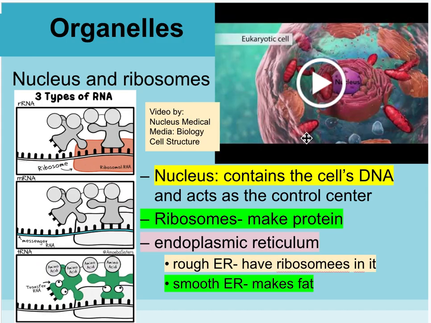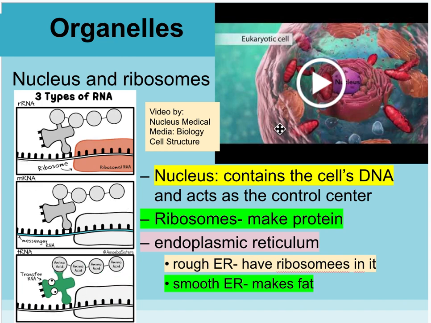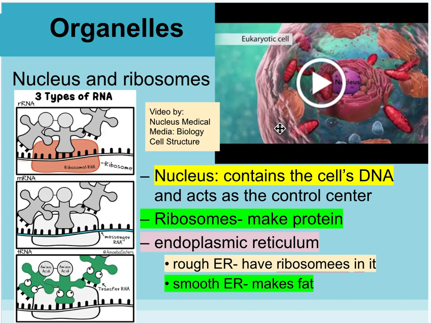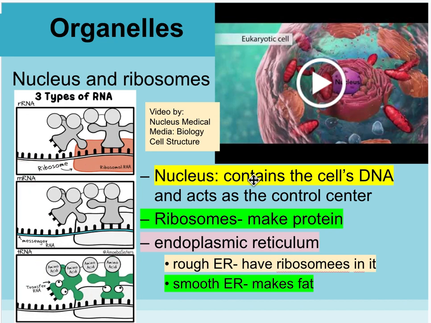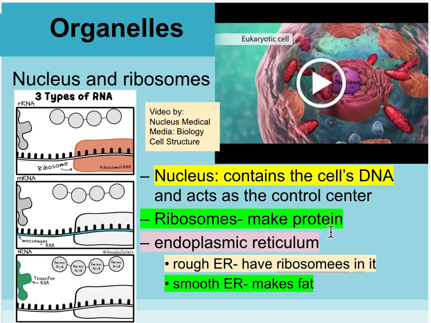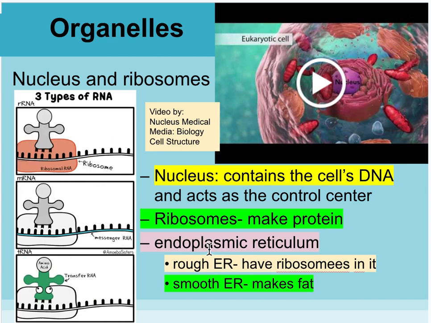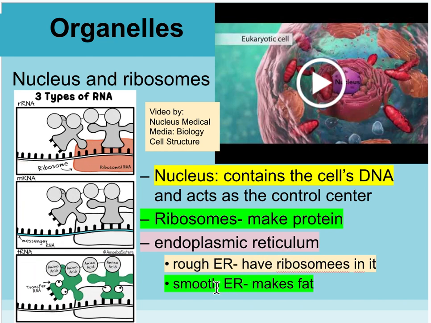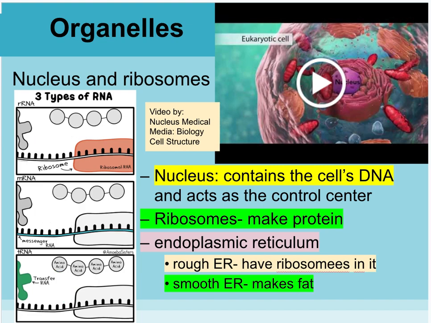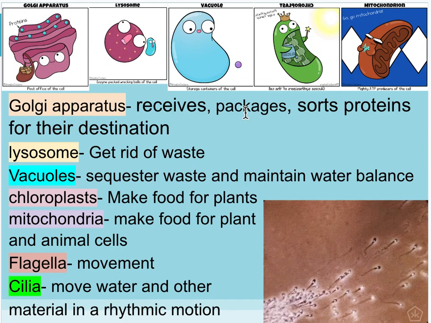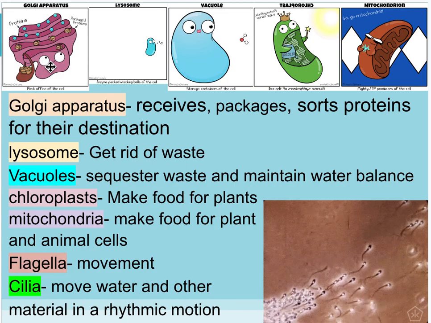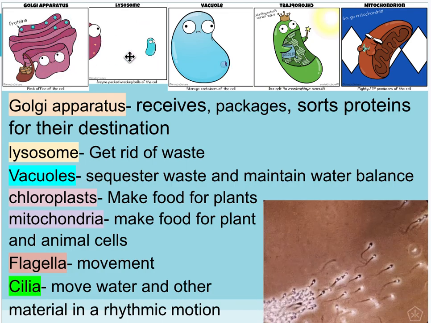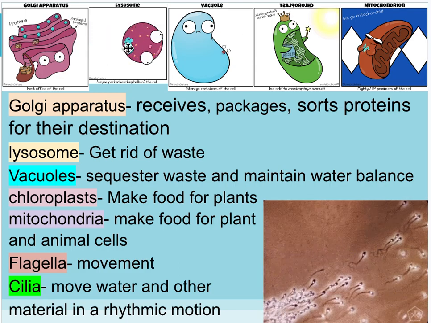So inside our cells, there's lots of different things called organelles, and the organelles each play their own role. Like the nucleus contains all the DNA, the ribosomes, as we said earlier, make protein, and then the endoplasmic reticulum has ribosomes in it and smooth ER that makes fat. Some other organelle parts are like the Golgi apparatus that packages things and sends them off where they need to go. The lysosomes get rid of waste, but it's actually even more than that.